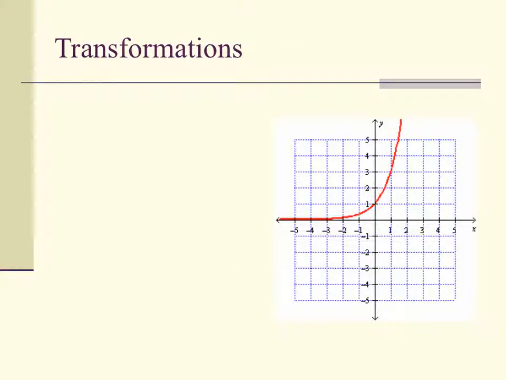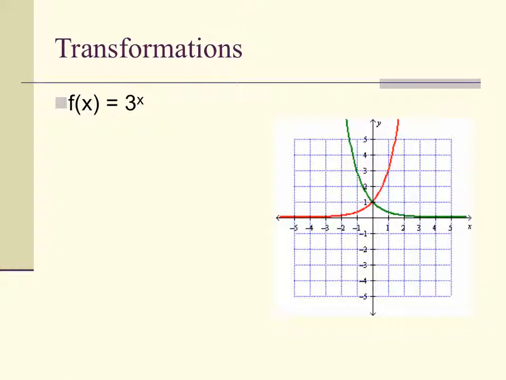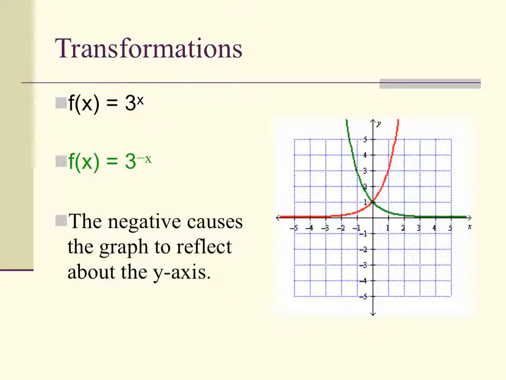Now, exponential functions can transform up, down, left, right, just like our quadratics and our linears or any other common function. So let's look at this one. It's been reflected around the y-axis. We've done that by making the exponent negative. 3 to the negative x causes this reflection.